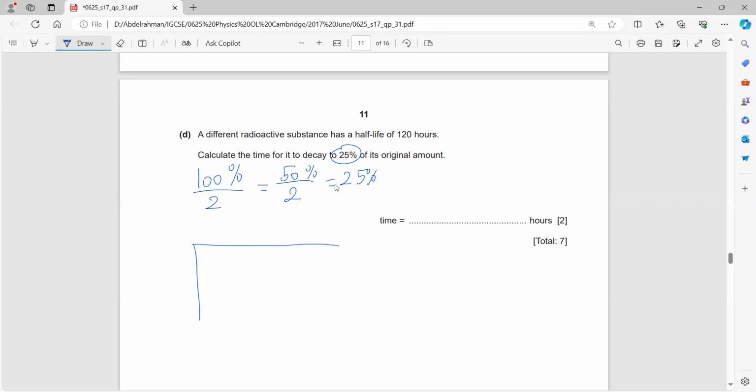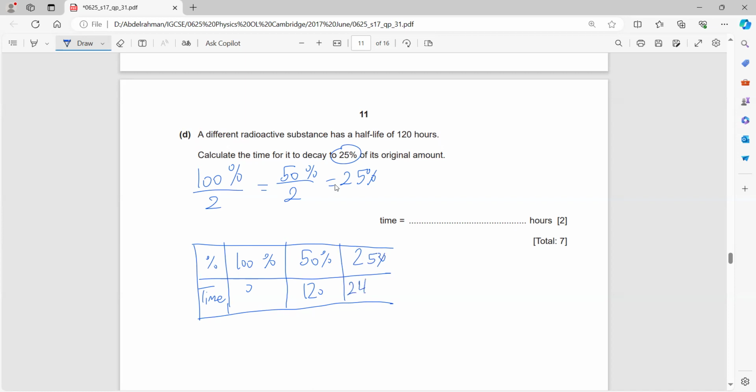What do I mean? Okay, I'll draw a simple table. This is the time, and this is the percentage. I started off with 100% at time 0, when I still haven't started the experiment. At 50%, I took 120 hours. At 25%, 240 hours. Each time I divide by 2, I add 120 hours. I divide by 2 again, and I add 120 hours again. So the total time was 240 hours. Okay?